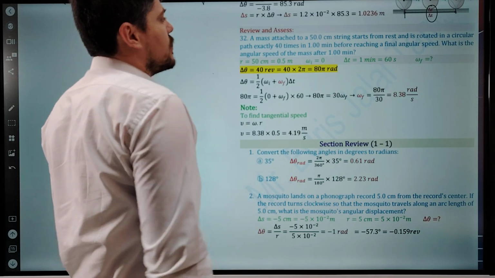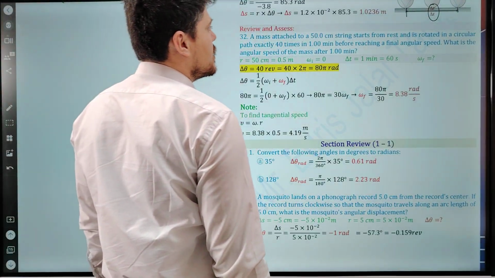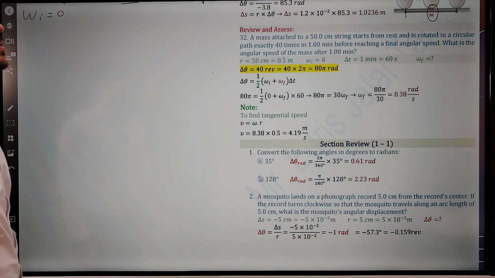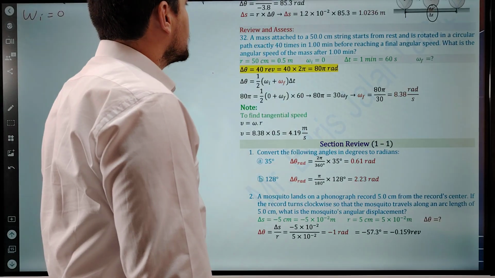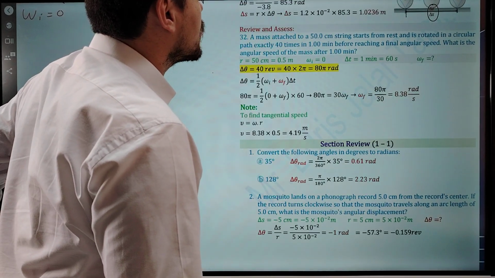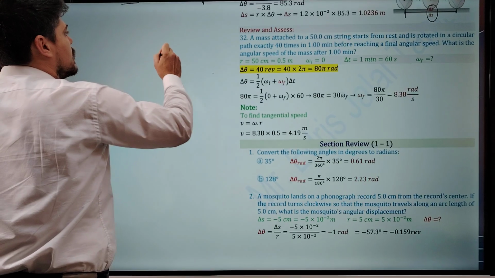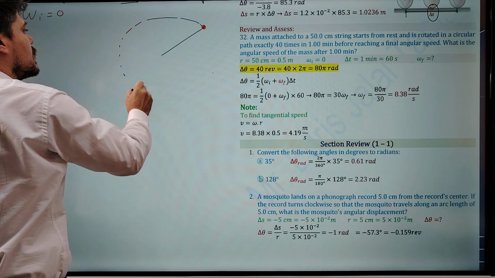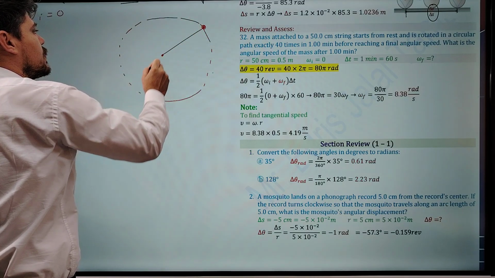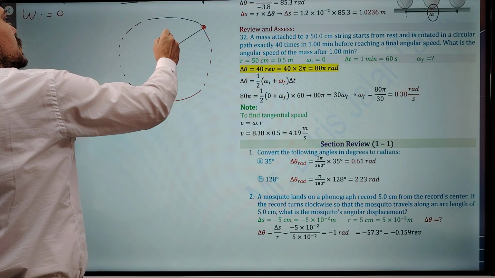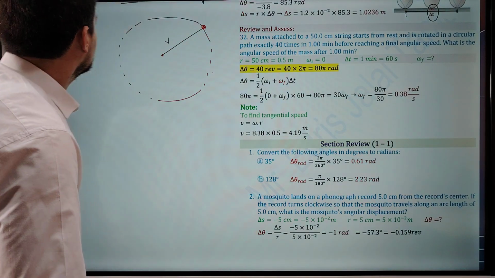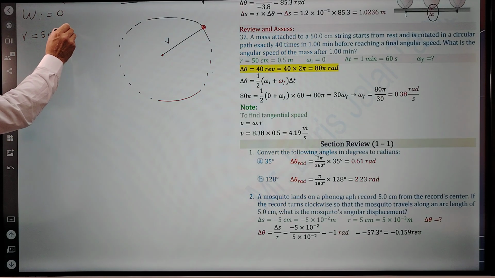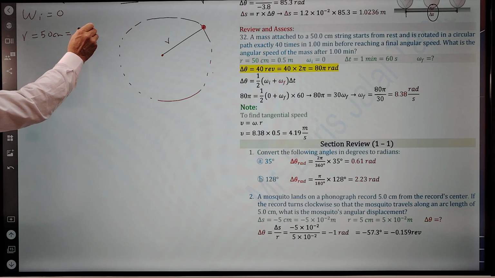A mass attached to a 50 centimeter string starts from rest. What do I mean by start from rest? Omega initial is 0. This is the string, and this is the mass. The length of the rope is equal to the radius, which means that R is equal to 50 centimeters, or 0.5 meter.